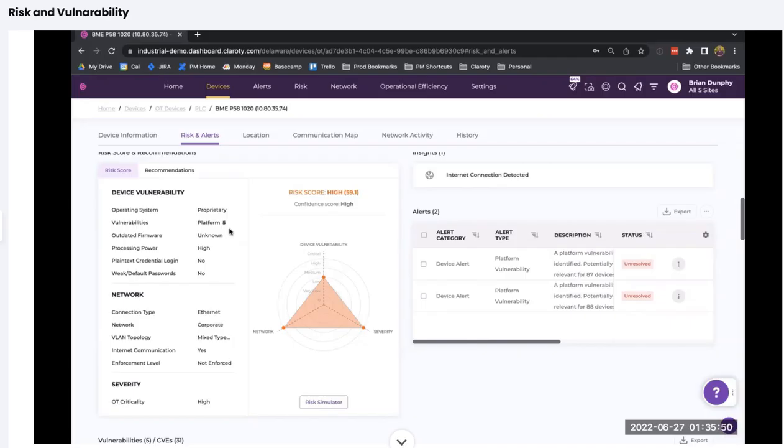It also considers its network communications. Where in the network is it? Is it communicating to the internet? Just to give you an idea of what that looks like.